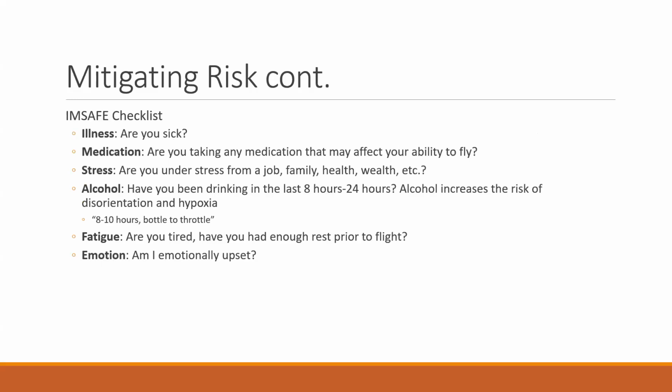So here's a checklist. You'll see this come up all the time, and it's a way to help mitigate your own risk. Again, like the 5 hazardous attitudes, this is just something that you can use to check yourself and make sure you're good to fly. So it's called the IMSAFE checklist: illness, medication, stress, alcohol, fatigue, and emotion. And you can go through this checklist and check to see if you have any of these things that might pose a potential risk to your flight.